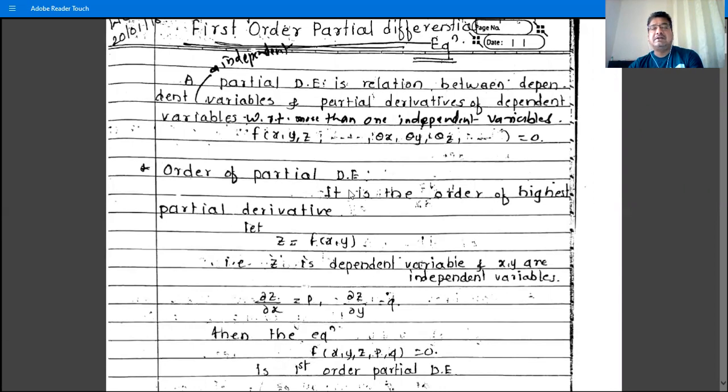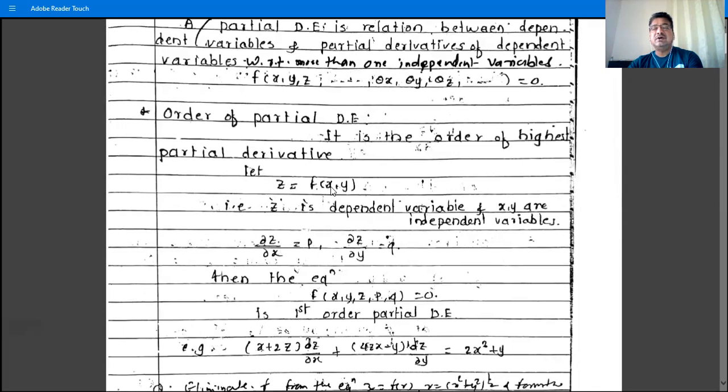Order of a partial differential equation. It is the order of the highest partial derivative. That is, order of the partial differential equation is what? Is the order of the highest partial derivative. If z is equal to f of xy, z is a dependent variable and x and y are independent variables. Z is the function of x and y.